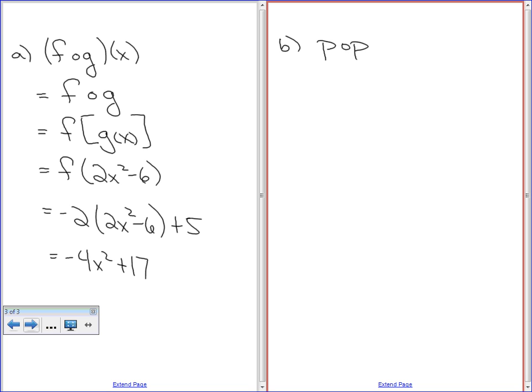Okay, so let's do P circle P. So remember, P circle P means P evaluated at P of X. So probably a good idea on your test, especially if you're kind of struggling with the concept, is to rewrite it for what it means. So this means P of X evaluated at P of X. So the first thing I'm going to do is replace what P of X is equal to. So P of X by definition was X plus 3 over 2X minus 1.